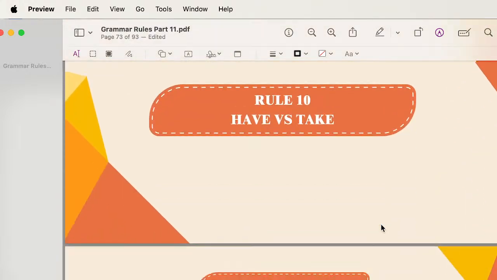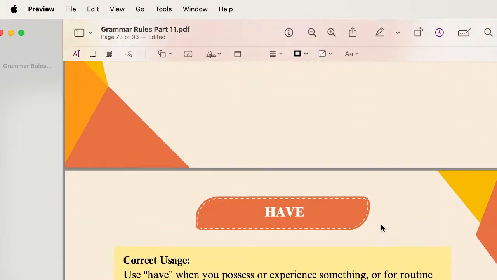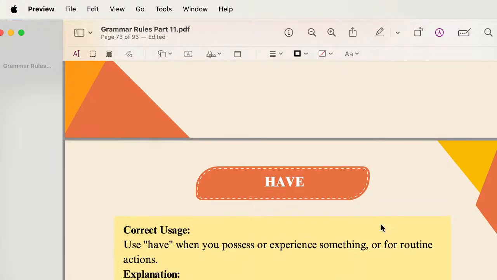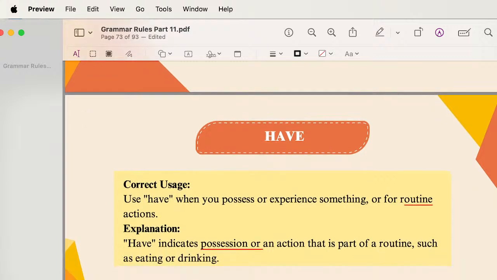And the last one, have and take. Now, where do you use have? When you possess something or experience something, or for a routine action, you use have. Basically, it indicates possession, something that belongs to you, or an action that is a part of your routine, like eating and drinking. Very, very important difference, and you all must focus here.